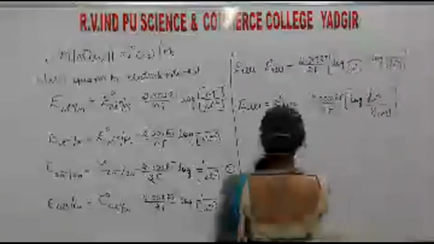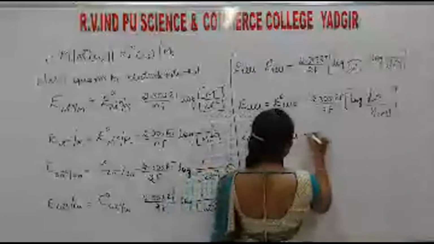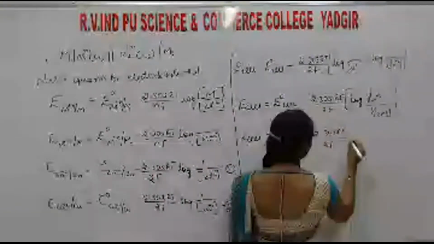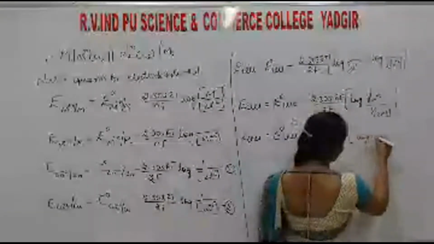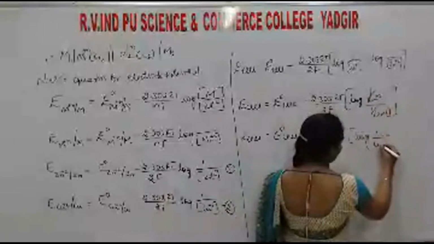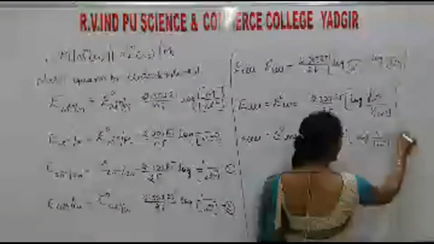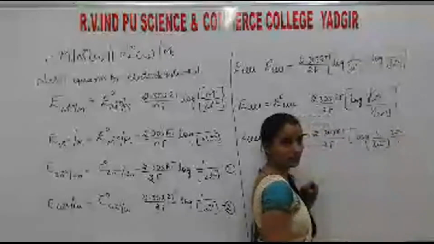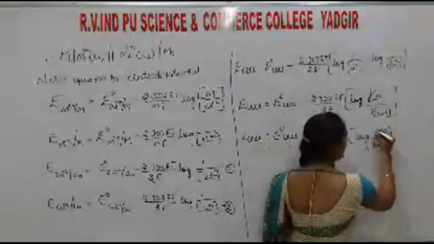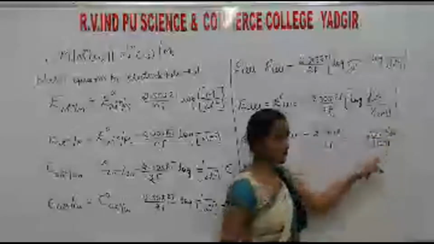Okay, so if you write this again, E cell is equal to E naught cell minus 2.303 RT divided by 2F log, so this one divided by Cu plus 2 concentration, if you reverse it, it becomes Zn plus 2 by 1. So if you write directly, log of Zn plus 2 by Cu plus 2.